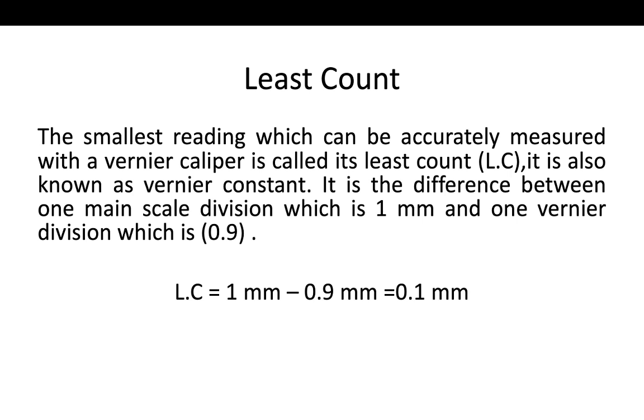So least count, the smallest reading which can be accurately measured with a vernier caliper, is called the least count. It is the difference between one scale division, which is 1 millimeter, and one vernier division, that is 0.9. So least count is equal to 0.1 millimeter.